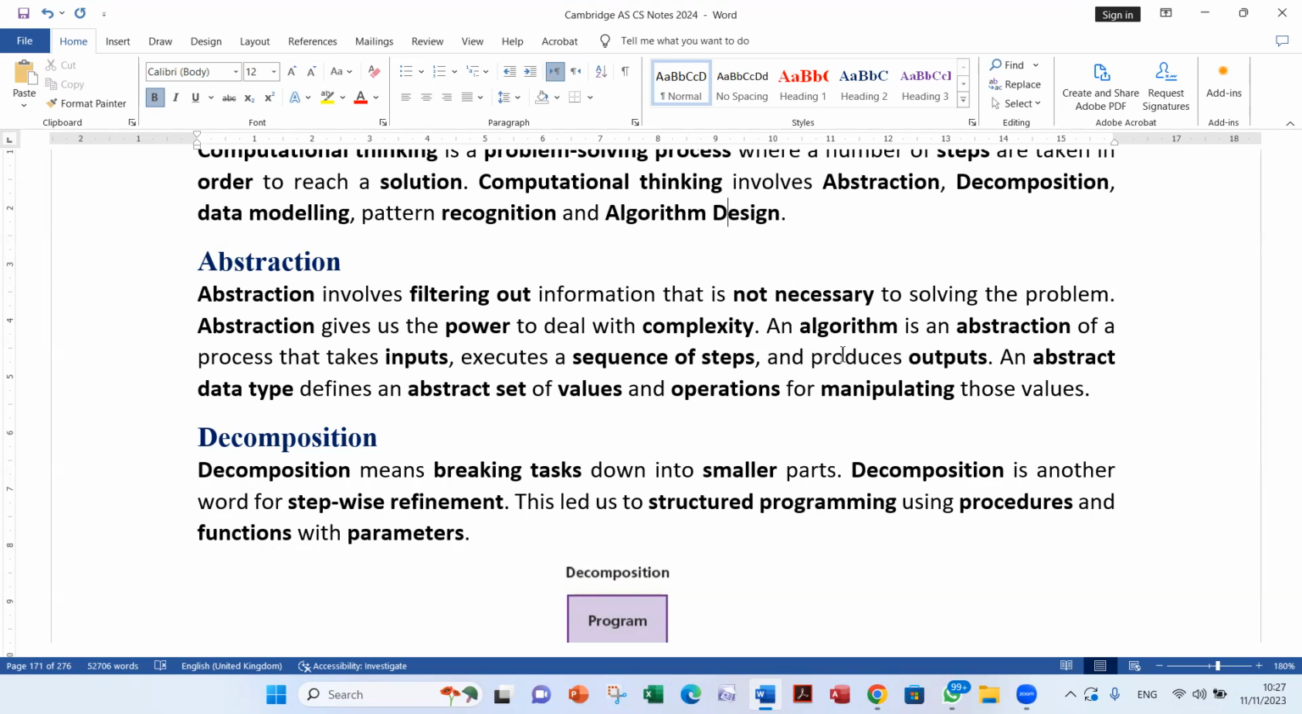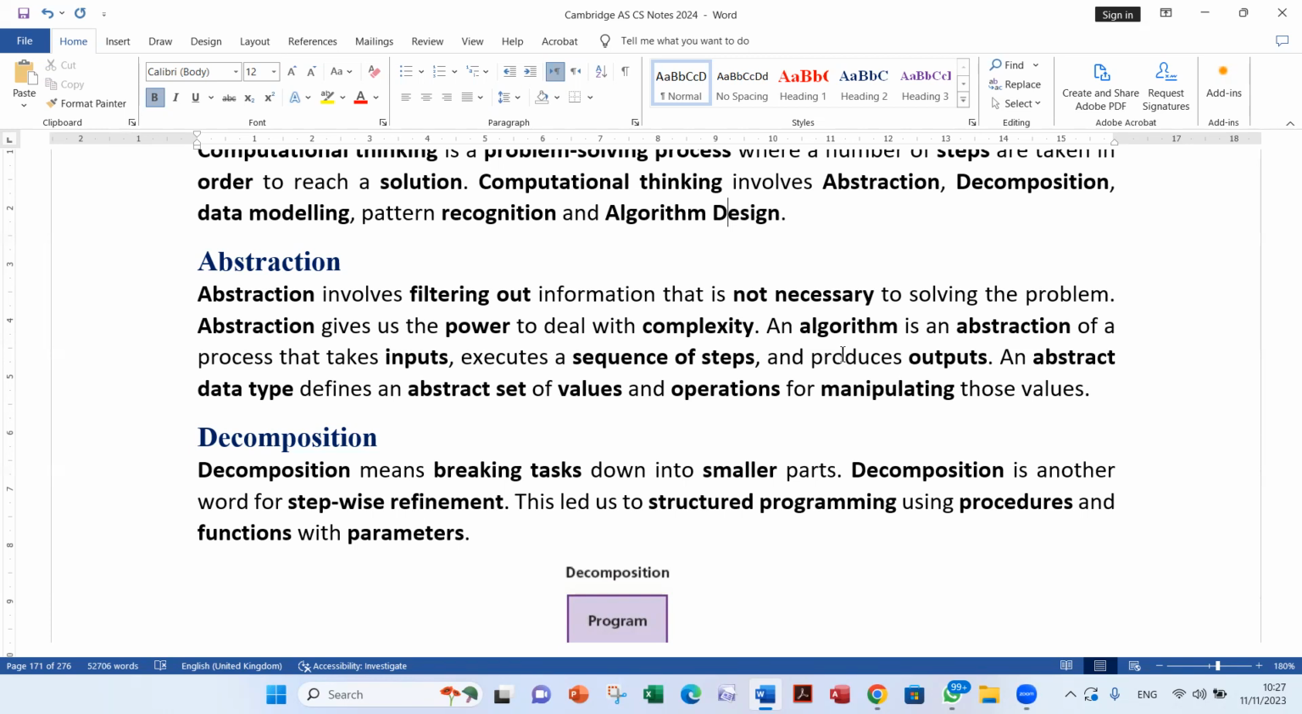For example, if you want to write a program or algorithm to calculate the average mark in an exam, please do not consider the date of birth or the age of the student. This is what is meant by abstraction. Free your mind from this. Abstraction involves filtering out information that is not necessary to solve the problem. Abstraction gives us the power to deal with complexity. When you have a complex task, filter away things you don't need to make it simpler.